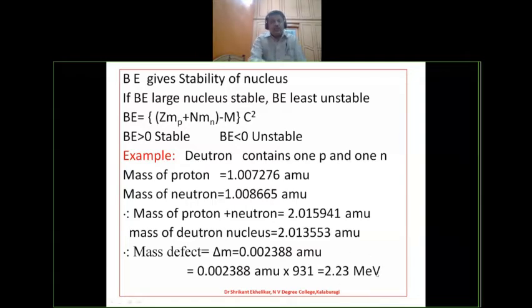So now you can compare. In the earlier example, the binding energy was 28 MeV for the alpha particle, or helium-4, because there were 4 nucleons, 2 protons and 2 neutrons. In the case of the deuteron, there are only 2 nucleons, 1 proton and 1 neutron. The binding energy is only 2.23 MeV. It is sufficient if you supply 2.23 MeV of energy to the deuteron, and it will break into 1 proton and 1 neutron. That is how, from the magnitude of binding energy, you can understand the stability of a nucleus.